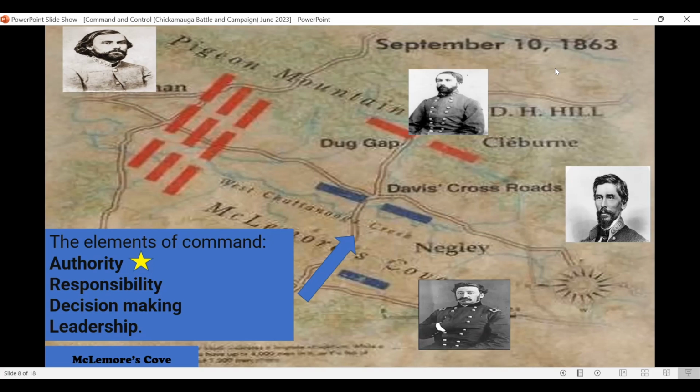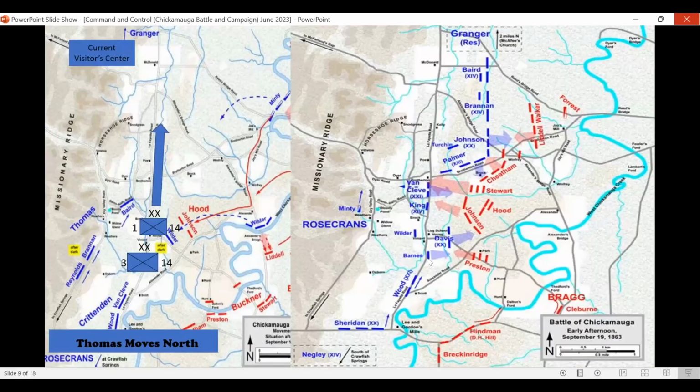Hyman is eventually relieved of command for this decision and charged with disobedience of orders, but Bragg was also culpable. You think about, again, going to leadership, communications, authority, making sure that your commander's intent is being followed and executed. Didn't happen. Dave Powell wrote, quote, "Bragg's best chance to defeat a portion of the Union Army piecemeal before Rosecrans reunited his scattered army was lost." But both Thomas and Rosecrans now realized that Bragg was not fleeing towards Rome, Georgia, but he was ready to fight. Thomas moves north.